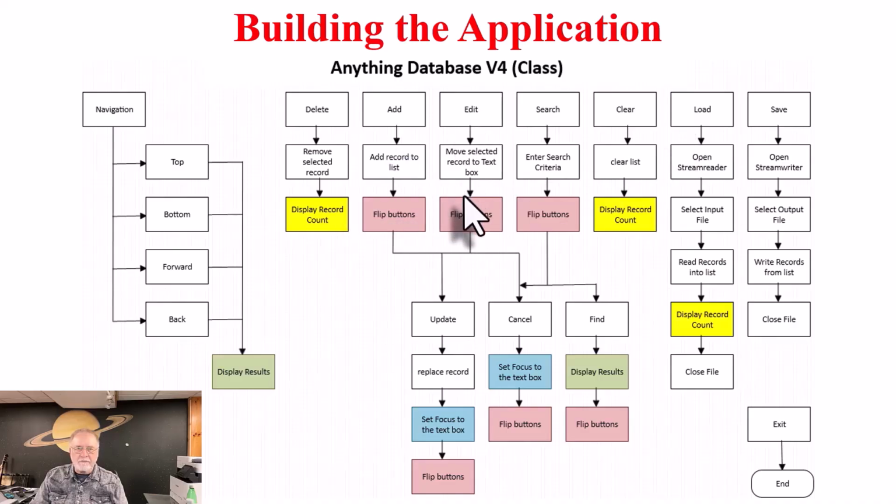And edit is the same thing. We're going to be able to go into edit, update, and cancel. And we also have a search key right in here, which is also going to flip the buttons, but it's going to allow us to do a find or a cancel. So we're going to be looking for something in the find and displaying the results on our screen. We have a clear, which is going to wipe the entire thing out. Load is going to bring in any data we saved in the past. And save is going to actually save that data so we can load it again the next day or whatever. And of course, our exit button is sitting out there.